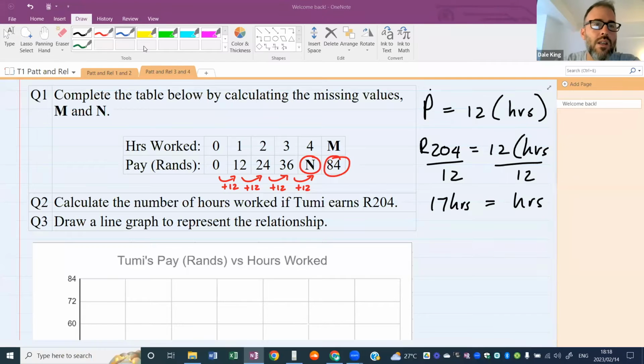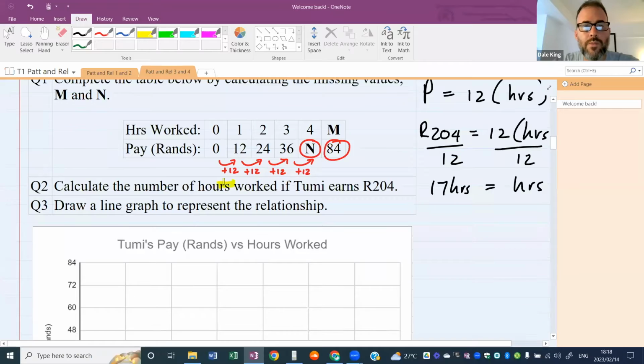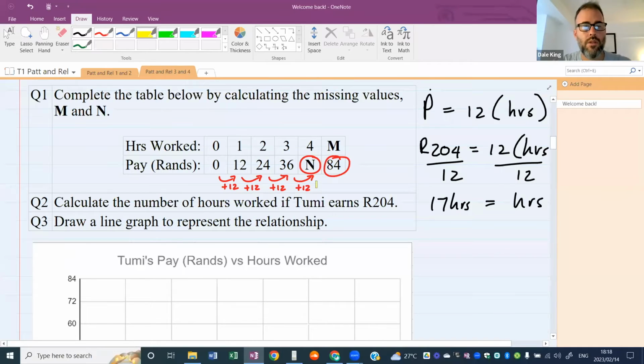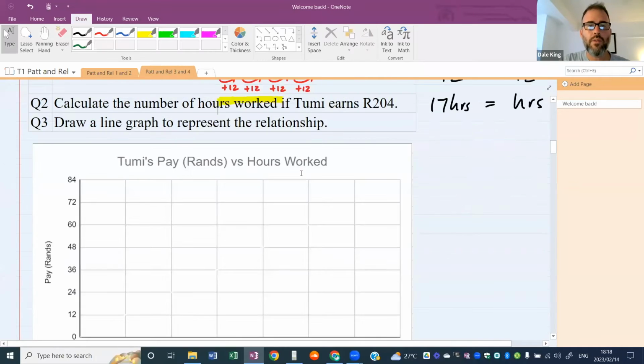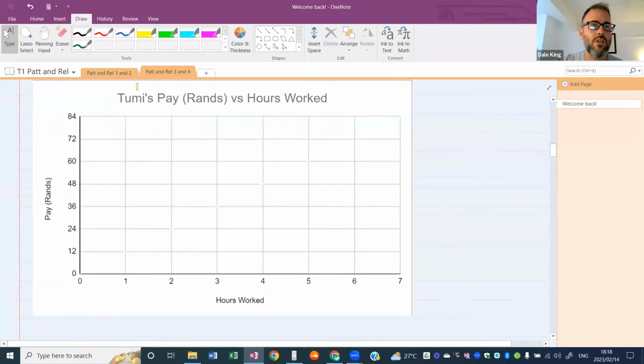Okay, and how do we see that? By these values over here in the table, we can see that these values are going up. The plus 12, plus 12, plus 12, plus 12, plus 12, that's a constant difference between the values, and so it's a constant increase. Okay, so how does it look on the axes?